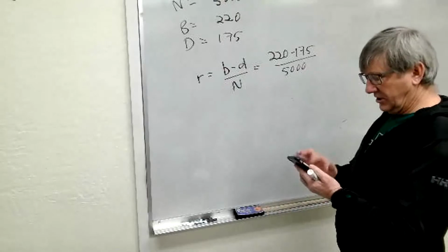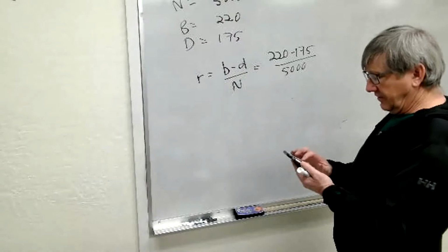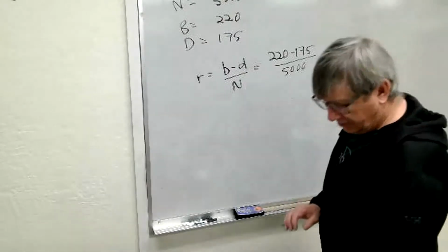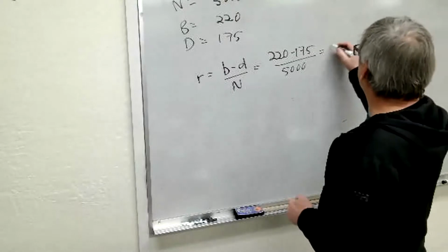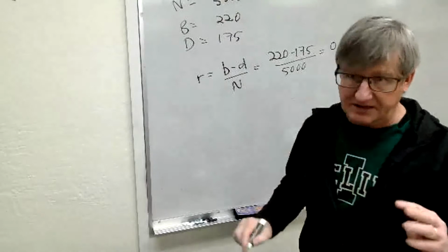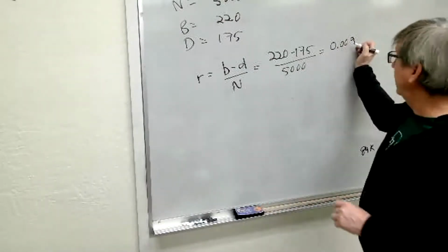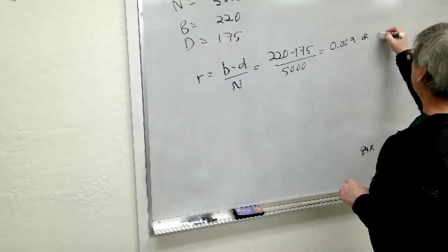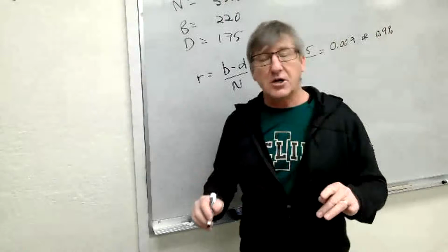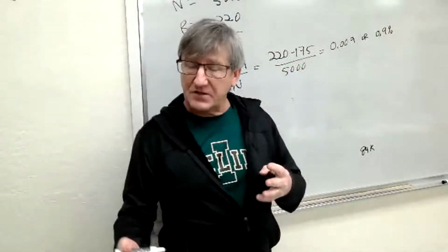So what do we get here? 220 minus 175 equals 45 divided by 5,000 equals 0.009. Now, if you want to think about this in a percent, you're going to have to move the decimal 2 places over, multiply by 100, which would be 0.9%, almost 1%, which is growth, because it's positive, it's not negative.